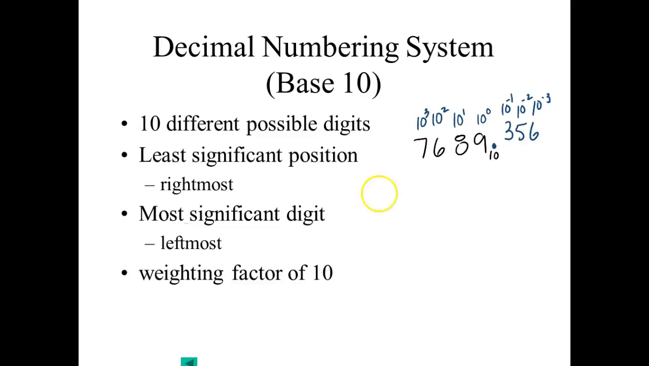So to do this, what we would do, the 7 would actually hold the weight of 7 times 10 to the third. And then we'd put a plus, then it would be 6 times 10 squared, right? Plus 8 times 10 to the first, plus 9. Any number raised to the 0 power is 1, so this would be 9 times 10 to the 0. And then this would be plus, and we'd keep going, right?